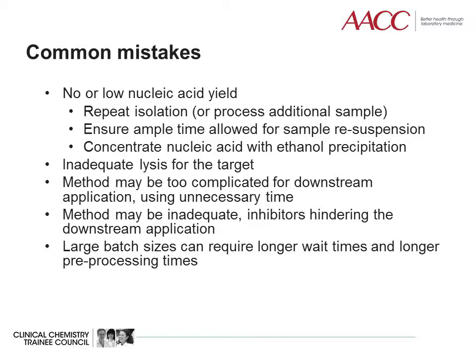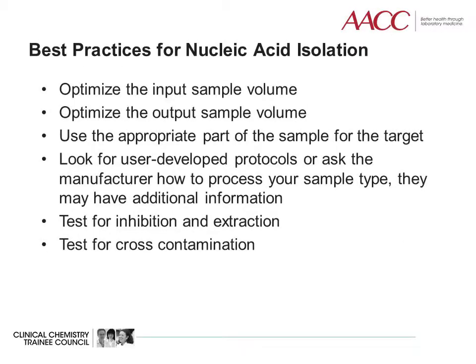As discussed previously, inhibitors can be problematic, so inhibition controls can be used to ensure that the procedure is effective. Also, it should be noted that large batch sizes can be advantageous in the right setting, but do lead to longer pre-processing and wait times. Once procedures are determined, here are a few suggestions for optimization. Determine the best input volume, as big as possible if lower sensitivity is desired. Set the output or elution volume as low as possible to increase the concentration of nucleic acids while leaving enough sample for all the work required and possible repeat testing.